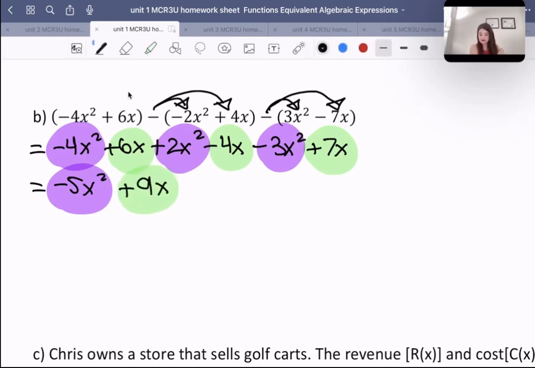So in this case, we didn't have any constants. Everything was either x squared or x, right? Our terms were with regard to one of those things this time.